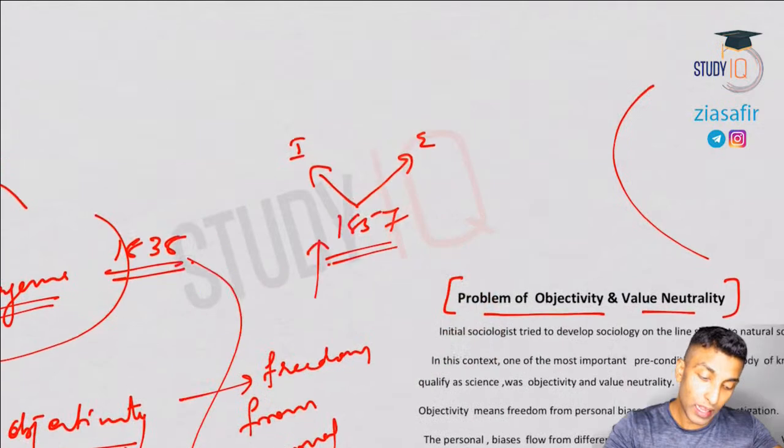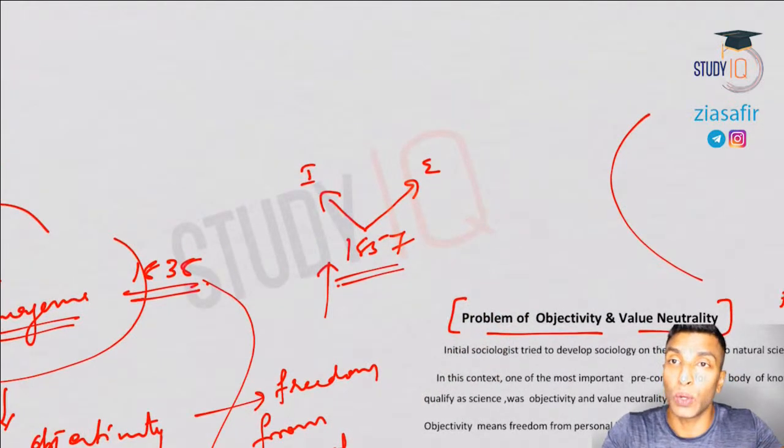Similarly, history is biased against South Indians. Why? Most of the historians are North Indians. History is biased against Muslims, as most of the historians are Hindus. History is biased against females, because most of the historians are male.